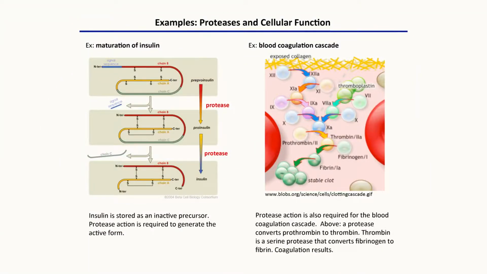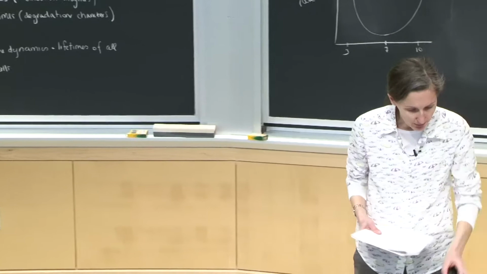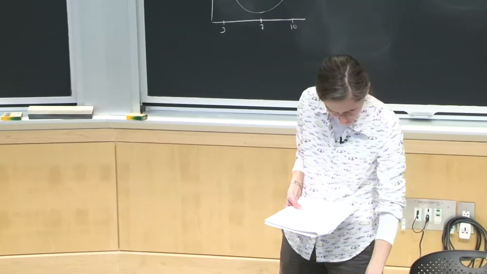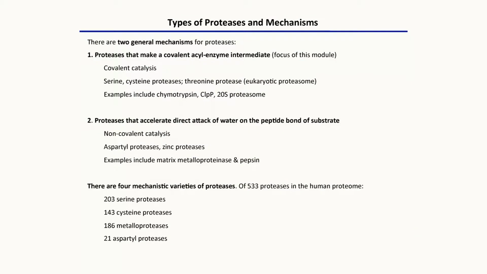If we look at the blood coagulation cascade, we can imagine that we don't want blood to coagulate on a whim, right? That'd be a huge problem. So proteases are required to allow coagulation to occur. And what we can see here is that prothrombin is converted to thrombin by a protease. And thrombin is a serine protease, and we'll hear more about serine proteases in a little bit, that converts fibrinogen to fibrin. And as a result, coagulation occurs, and that's important for wounds. And there are many other examples.